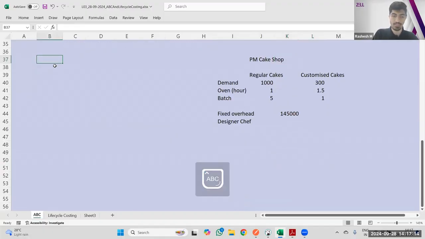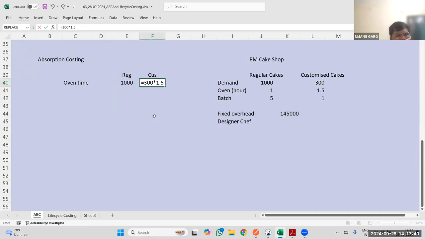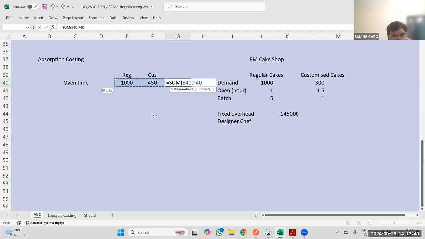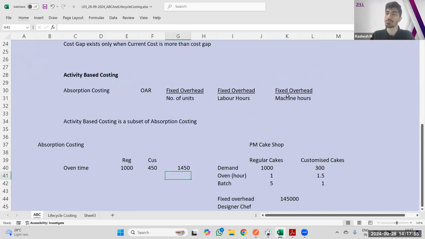It would be, let's say, absorption costing. I essentially want a cost for my regular cakes and my customized cakes. So first and foremost, let's find total oven time. My regular 1,000 cakes all spend 1 hour in the oven, so they take 1,000 hours in my oven. Whereas my customized cakes, 300 cakes, take 1.5 hours in the oven, so they take 450 hours. So total time is nothing but 1450 oven hours. This is what I would use in my overhead absorption rate.